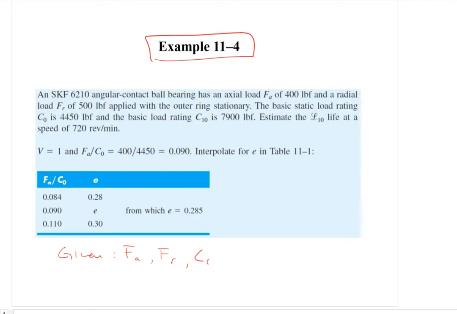They give you C0, and they give you C10. And they also give you the bearing type, so you might have to look that up in a table in the back of the book. And then they want you to find the L10 life in hours.